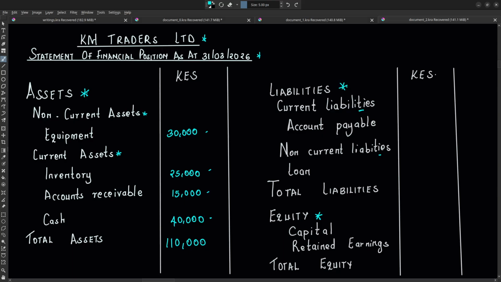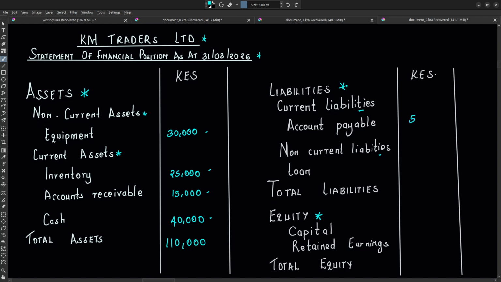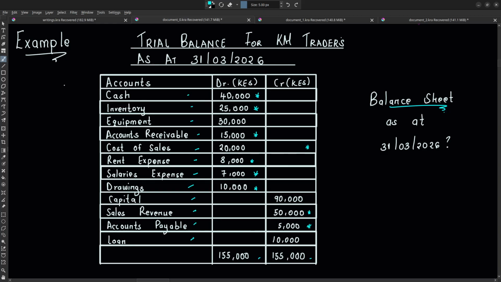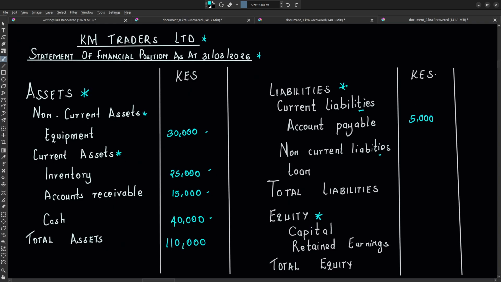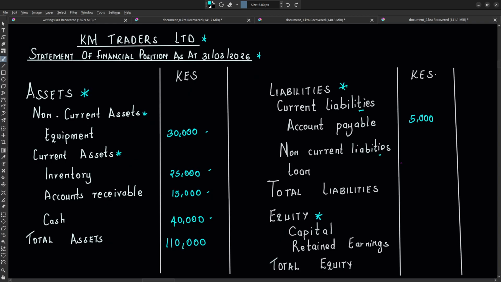Now let us look at the liabilities. Let's start with the current liabilities. We have the accounts payable, with a balance of 5,000. So we're going to have here 5,000. Then for the non-current liabilities, we have the loan. We have a loan of 10,000. And then our total liabilities are going to be the current plus non-current liabilities, which will give us 15,000.